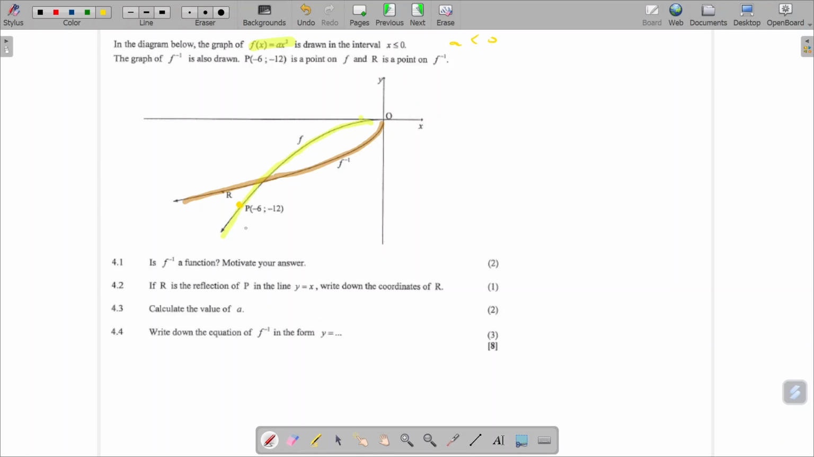Okay, the point minus 6, minus 12 is a point on f. So very clearly they're saying that here is a point on f, and r is a point on f to the minus 1. Okay, is f to the minus 1 a function? This is the same as the question we've just looked at, and the answer is yes. The original function f of x is 1 to 1, or a vertical line test on f to the minus 1 only cuts once.